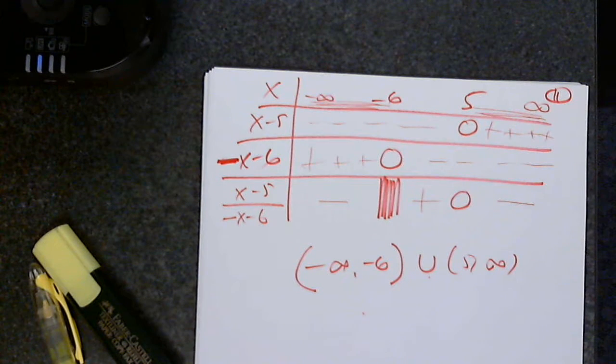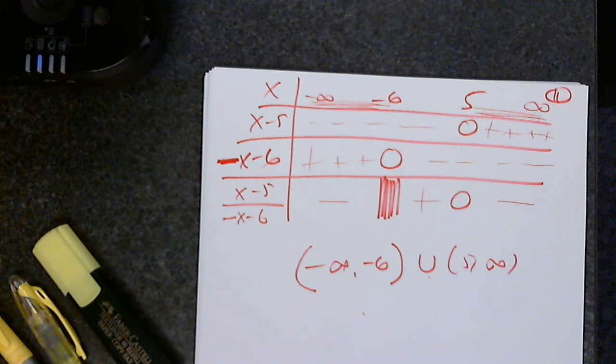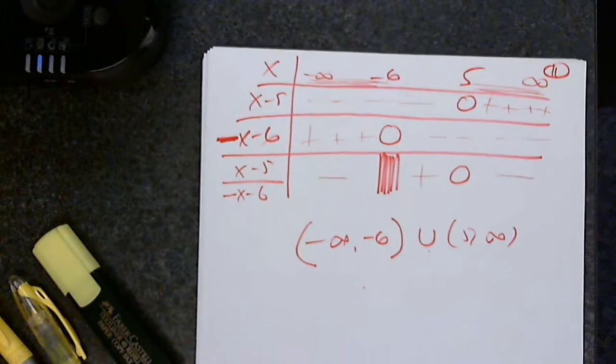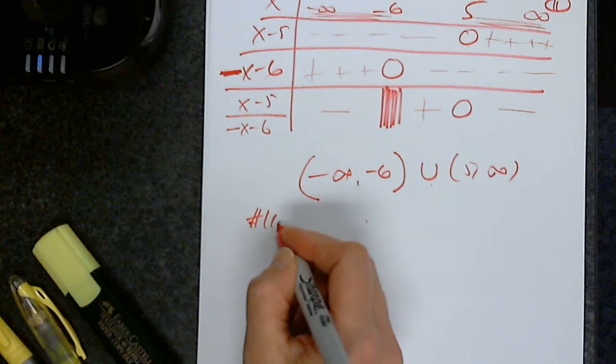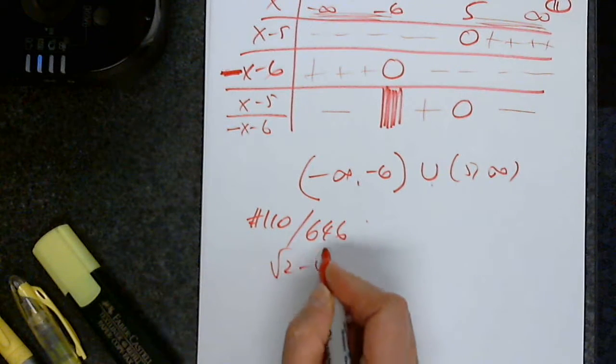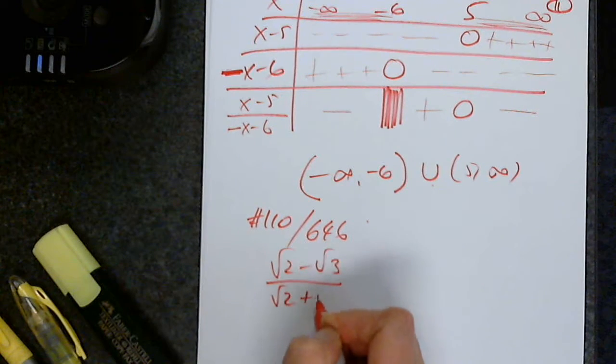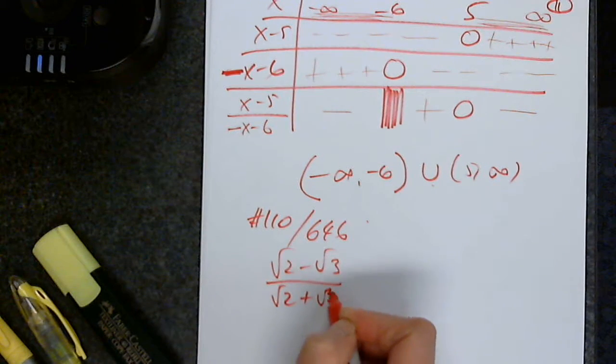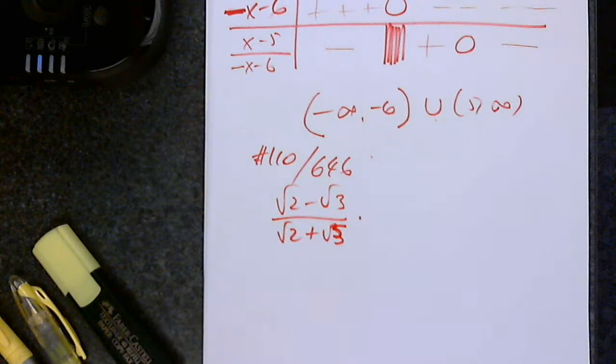Okay, let's start with a rationalizing situation. Let's say problem 110 on page 646. The square root of 2 minus the square root of 3 over the square root of 2 plus the square root of 3. We're asked to rationalize the denominator.